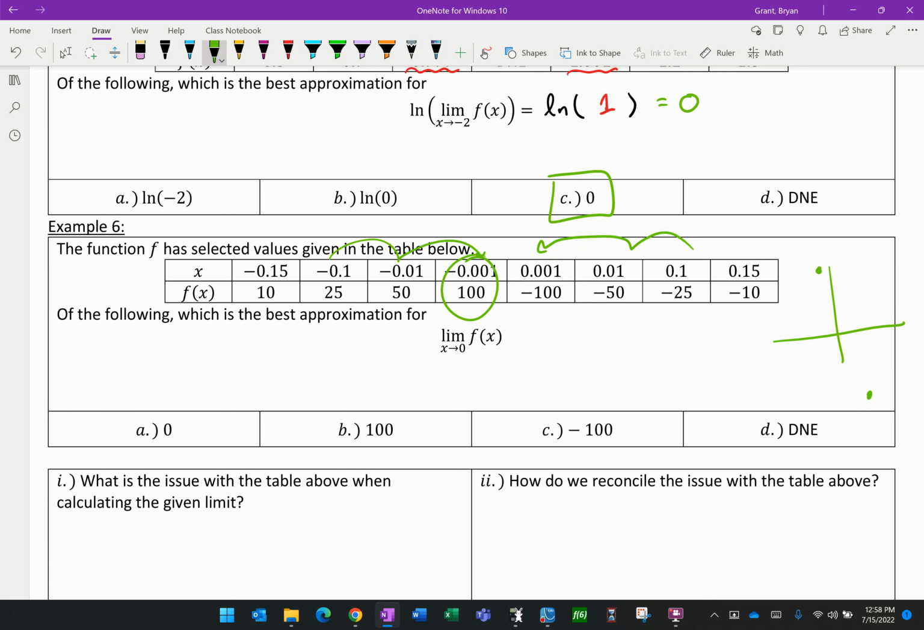Are those 2 points near each other? Well, they'd be near each other if they're in the same spot. They are certainly not. They're actually 200 apart from each other. And so it actually turns out that our answer is neither A, B, nor C. Our answer to this is that the limit does not exist.